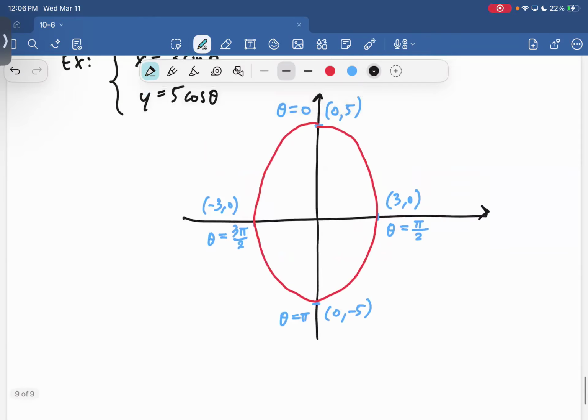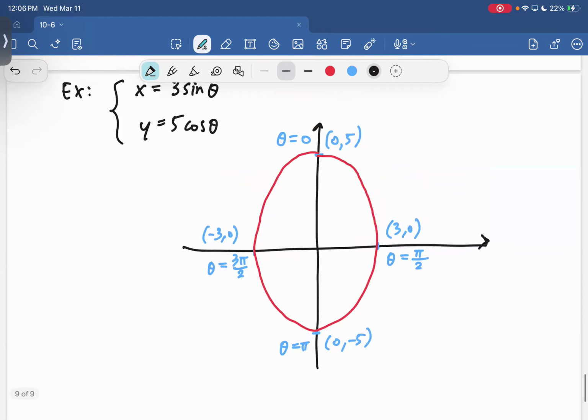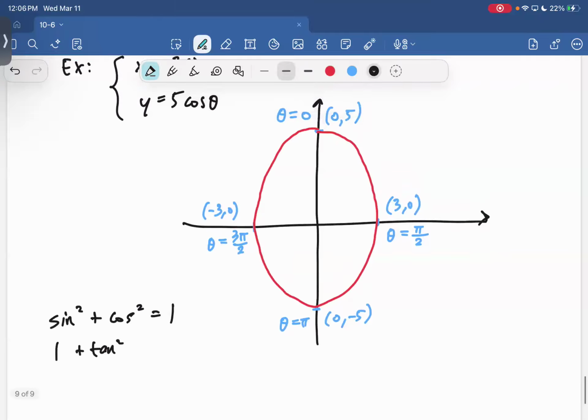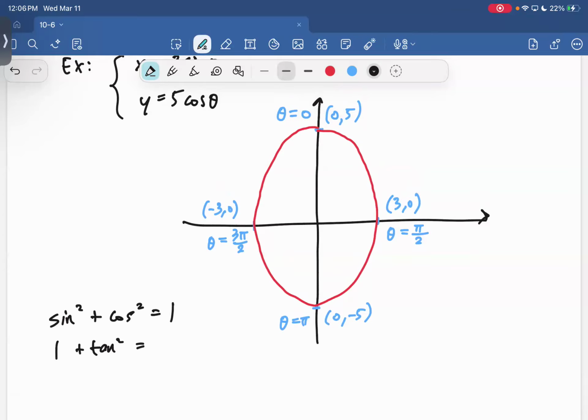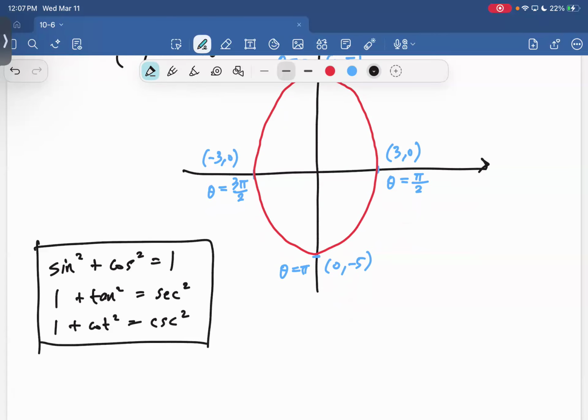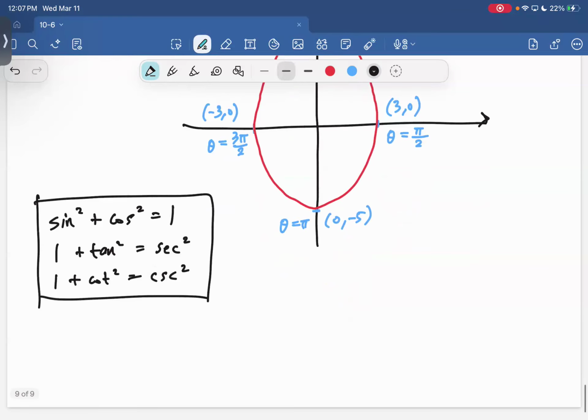Okay, so we know it's an ellipse, but how can we show that by eliminating the parameter? The answer is that we have to use trig identities. So you guys need to have these trig identities memorized. Thankfully, you already do. Sine squared plus cosine squared is 1. 1 plus tangent squared equals secant squared. And 1 plus cotangent squared is cosecant squared. Okay, we have these memorized. If you don't have them memorized, write them down right now.